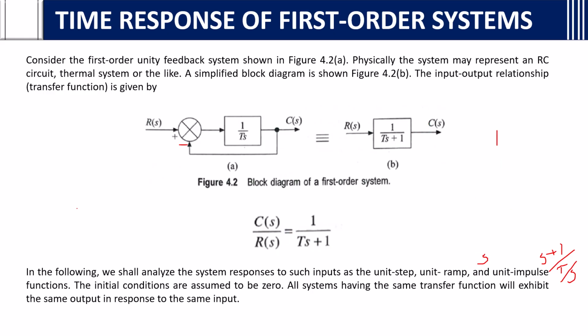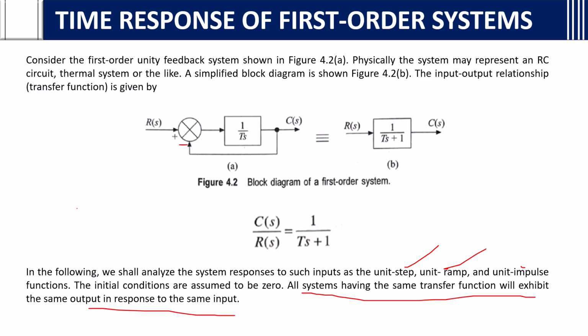In the following, we shall analyze the system response to inputs such as the unit step, unit ramp, and unit impulse functions. The initial conditions are assumed to be 0. All systems that have the same transfer function will exhibit the same output in response to the same input. Now we will calculate for unit step, unit ramp, and unit impulse based on the transfer function. We will see how.